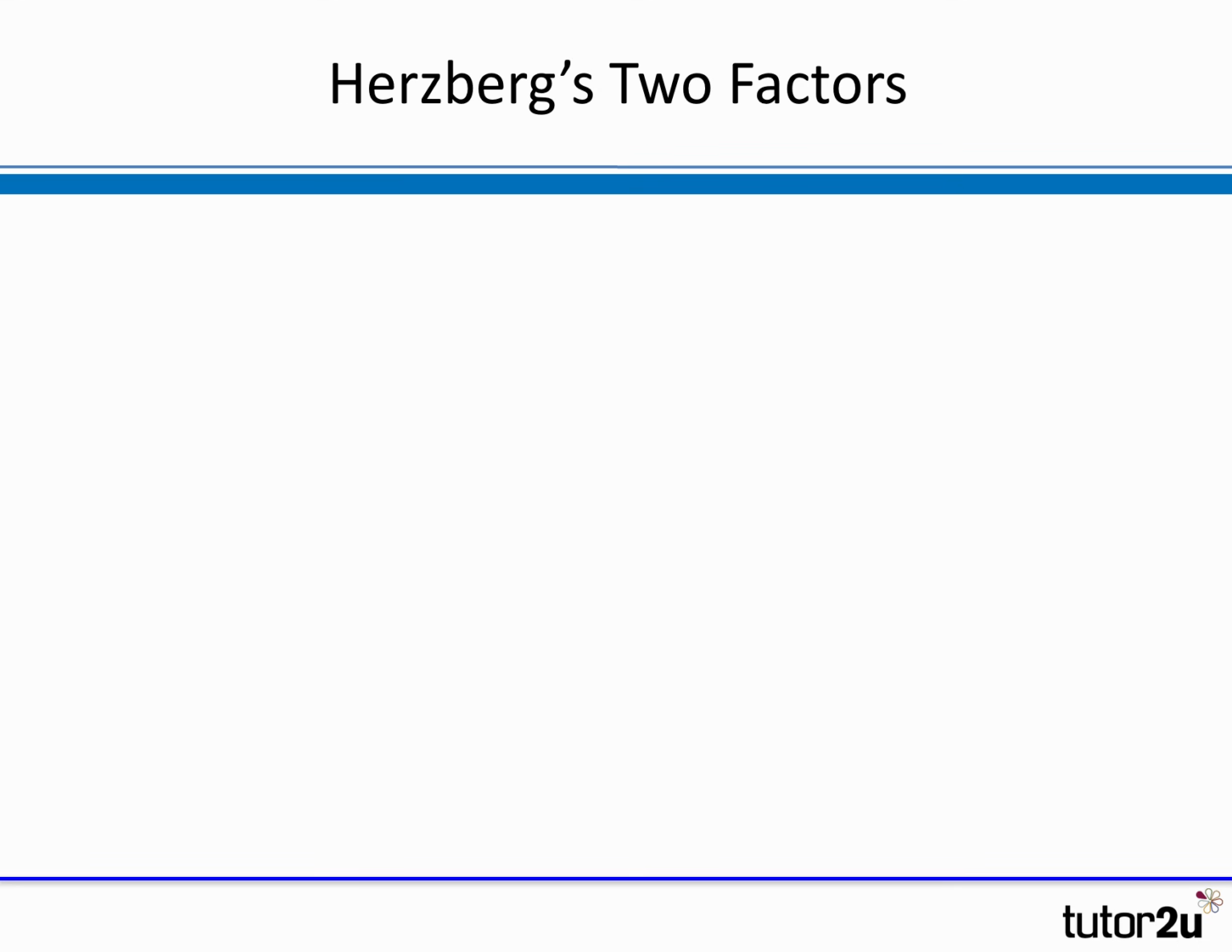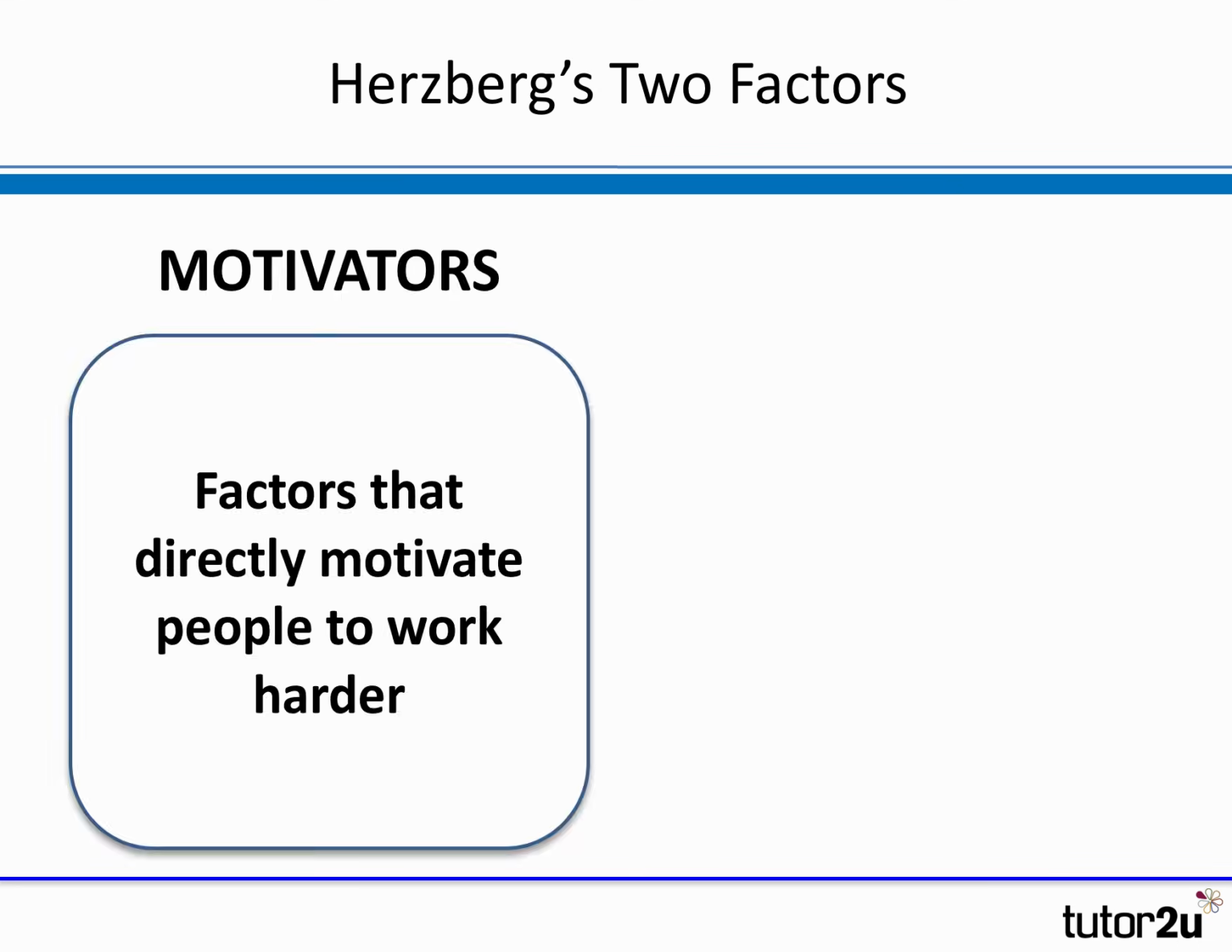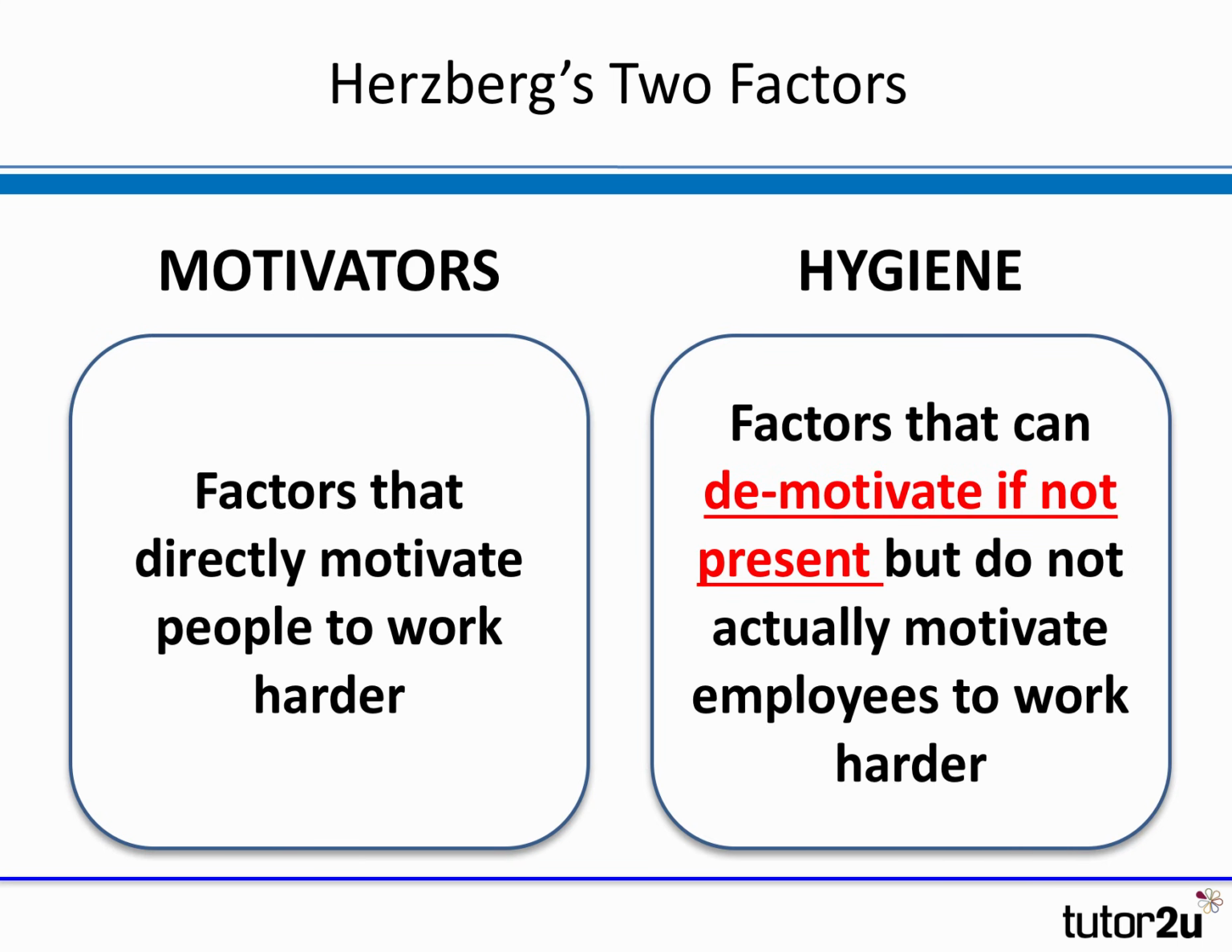Herzberg divided his factors into two, hence the name two-factor theory. He identified a series of what he called motivators. These were the factors that actually did, in his opinion, motivate people to work hard at work.